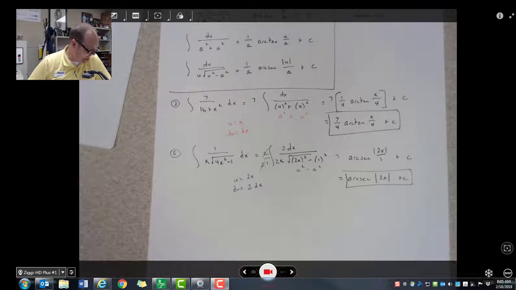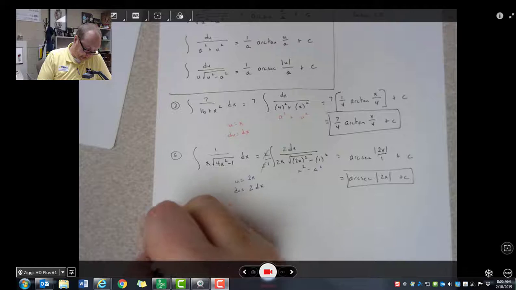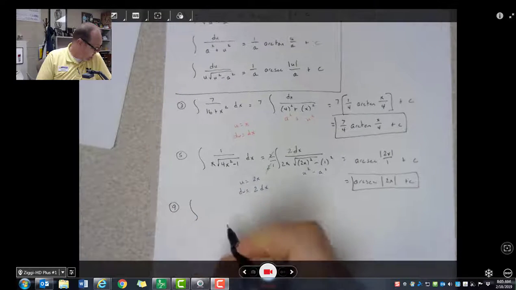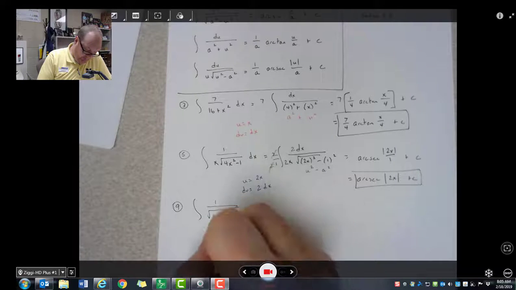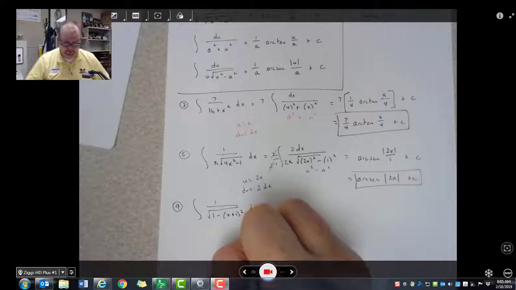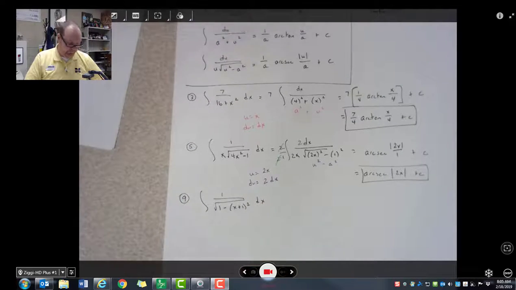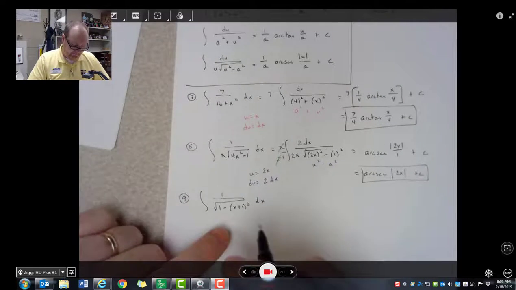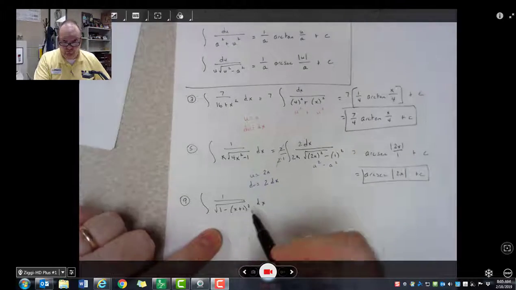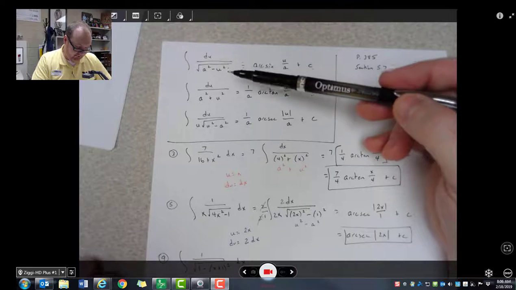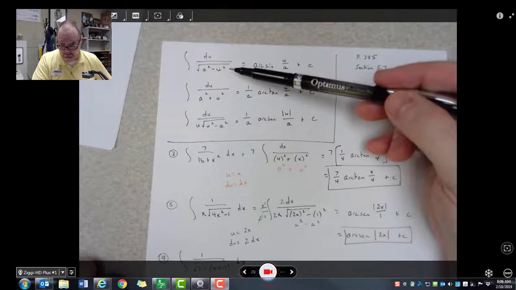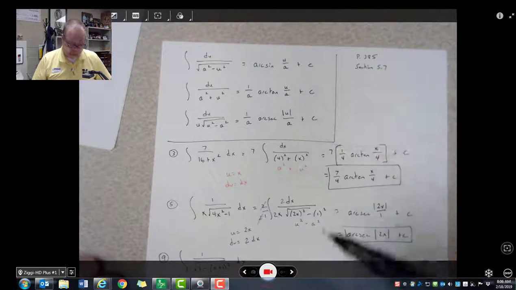Making it fit the form, that's always the name of the game. Number 9. I have 1 over the square root of 1 minus (x plus 1) quantity squared. So again, I'm trying to make it fit one of these rules. And the closest one I think it's going to come to is this arcsine. So can I manipulate it and make it look like arcsine?